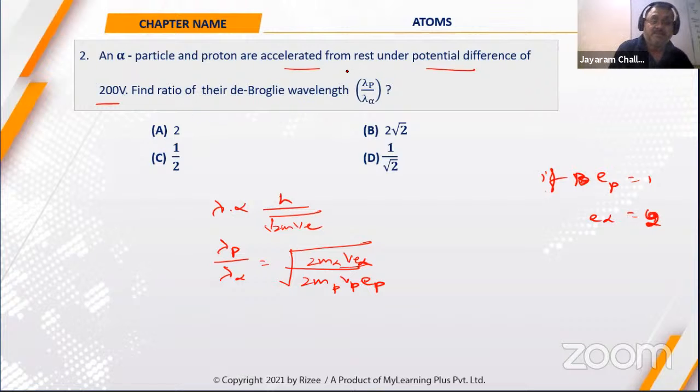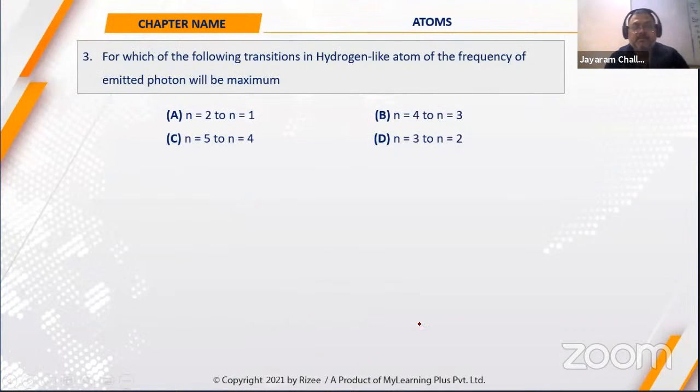The alpha particle and proton are accelerated from rest under the potential difference of 200 volts. So now how to solve this one? What do you mean by under the same potential difference? V can be removed. Only the charges ratio and masses ratio are asked. The mass of the alpha particle is 4 and the charge is 2. So now when you solve this one, 2 will be cancelled. That ratio will be 2. So these types of simple questions will be there.